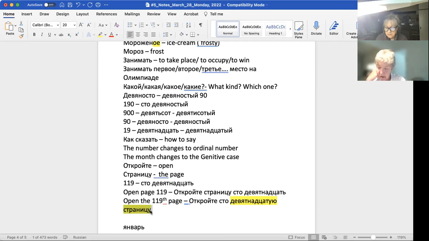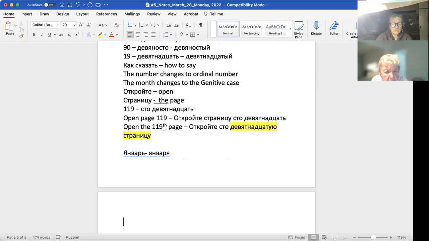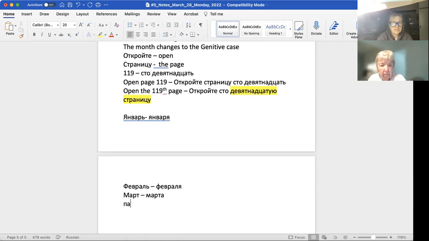Январь is what? Masculine, feminine, or neuter? It's difficult to determine because the soft sign can be either masculine or feminine. So январь is masculine. So what would be the genitive of январь? Января. Wonderful. Yes, января. And we don't have to capitalize the names of the month, you know. Февраль. Февраля. Okay. Март. Марта, right. Апрель. Апреля, right?